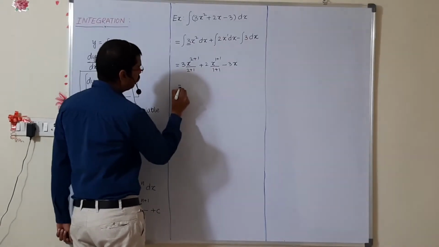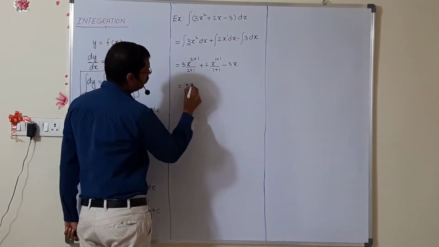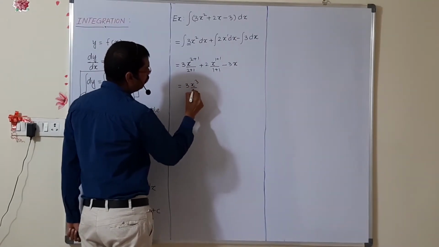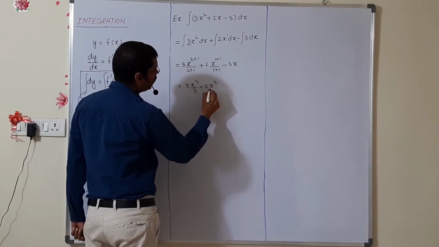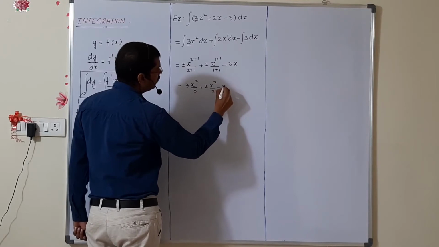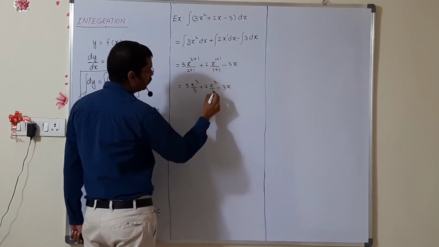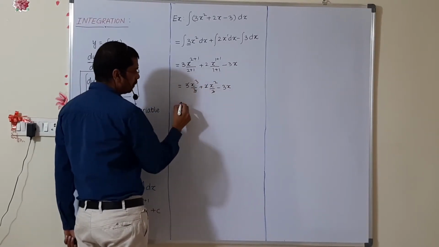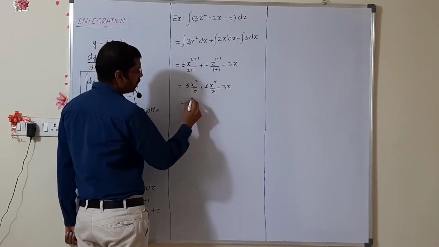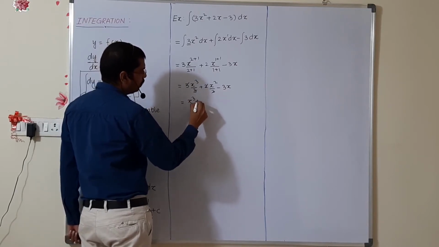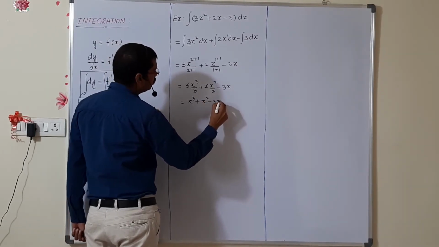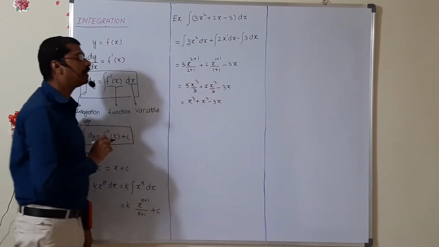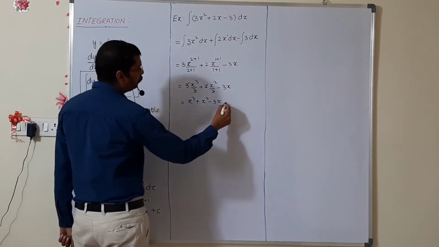Now the final formula: 3x cube upon 3 plus 2x square upon 2 minus 3x. 2 breaks up, 3 breaks up. Now what is the final equation? x cube plus x square minus 3x. This is our integration for our form.